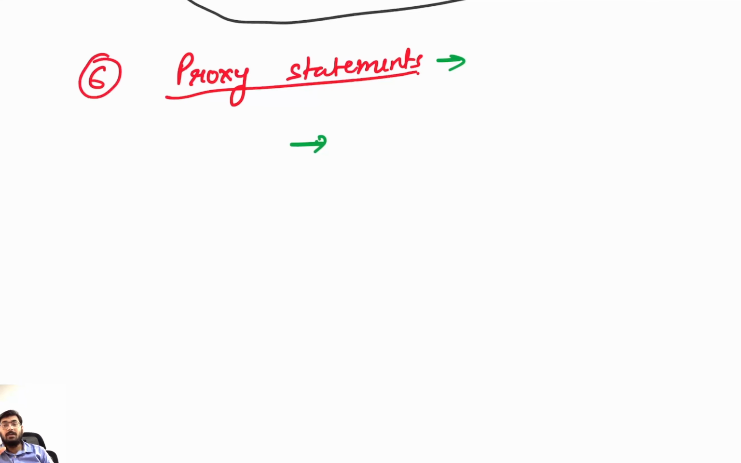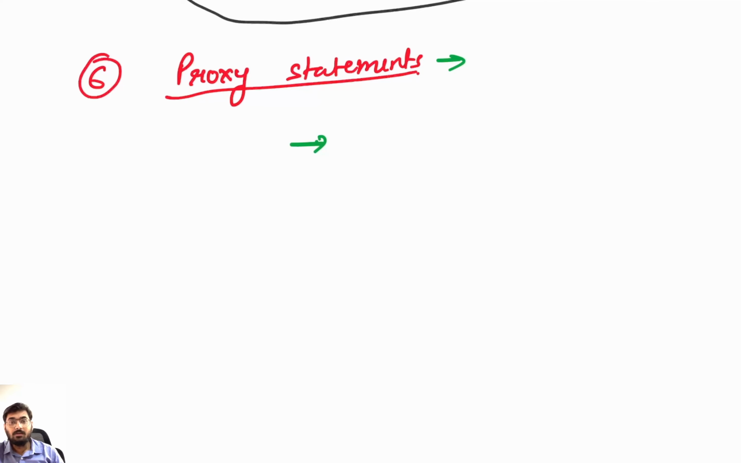be hired or not, being a board member or being the CEO, what salaries they are going to get, are they going to get the stock options or not, what their jobs and responsibilities are, what their qualifications are, whether they can handle the company properly or not. Clear? So all this information will be properly mentioned in the proxy statement.